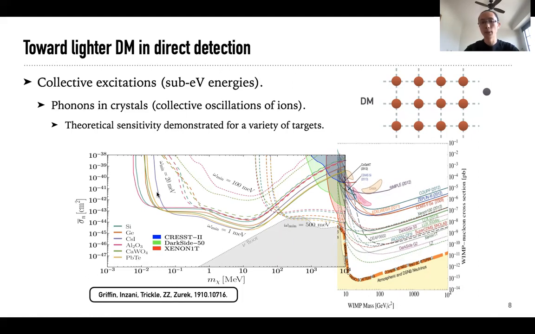And there's also a detailed discussion in this paper on which material can perform better for what masses and what interactions. So this allows us to have some guidance as to, for example, what target we should use for near future experiments.